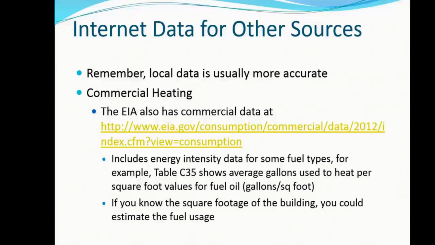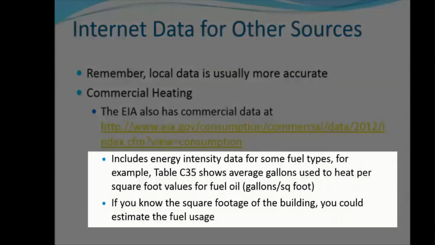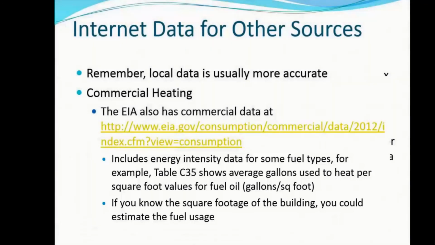So the Energy Information Administration, besides having data on residential heating, also has some limited amount of data on commercial heating. And I included the link for that. The most current data is 2012 data. What this data includes for some fuel types is energy intensity data. So it has the average gallons used per square footage. So if you happen to know the square footage of the building, or if you can go out and ask someone what is the square footage of that building, you can get an estimate on how much fuel they used based on this value from the EIA.